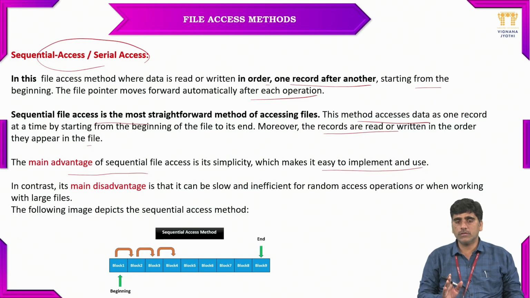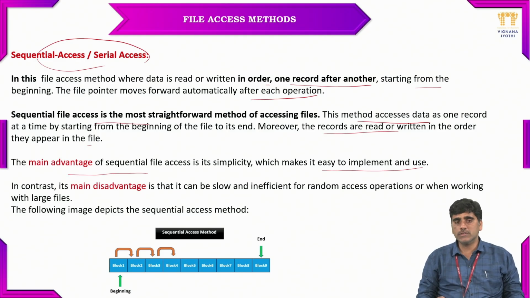If we have a file in the D drive, in the VNR VJET folder, how can we access that file? Go to the C drive, go to the computer, go to the D drive, go to the VNR VJET folder, then go to the file which you want to access. That is the sequential, serial operation. You have to access one file after another, one by one. That is nothing but sequential access or serial access.